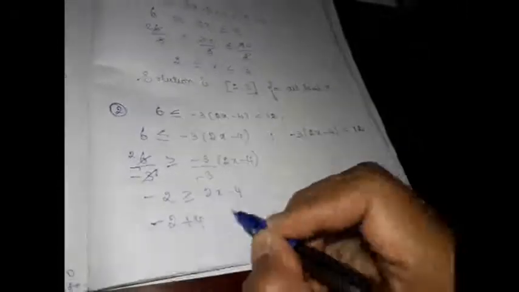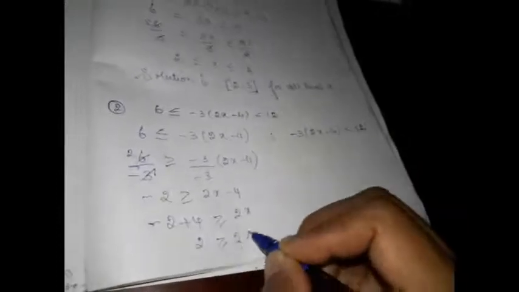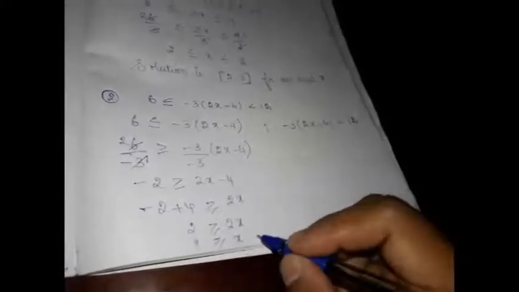I am going to bring this minus 4 to that side, so it will become plus 4. Minus 2 plus 4 is greater than or equal to 2x. So 2 is greater than or equal to 2x, or 1 is greater than or equal to x, right? Or else this can be given as x less than or equal to 1. Yes, x less than or equal to 1, or 1 greater than or equal to x.